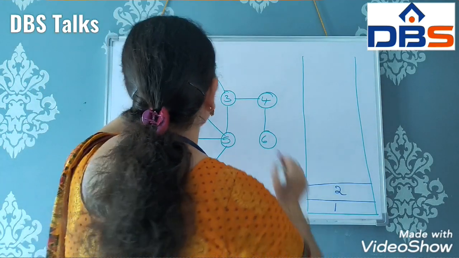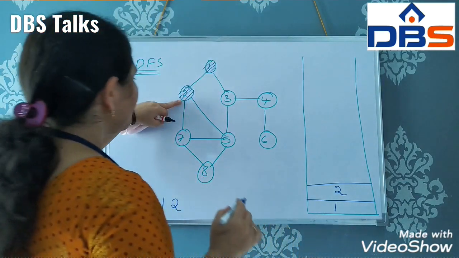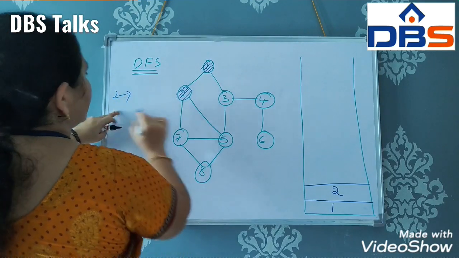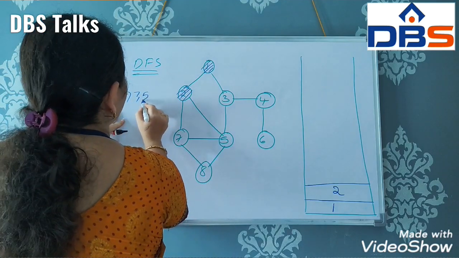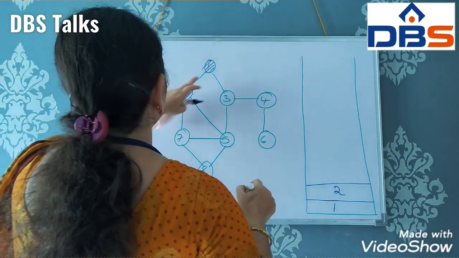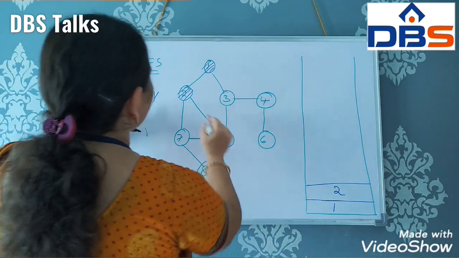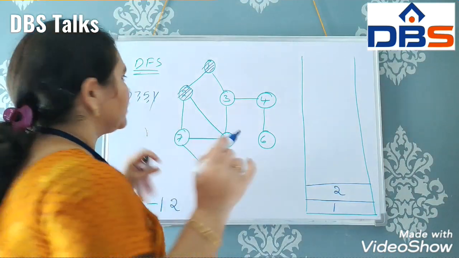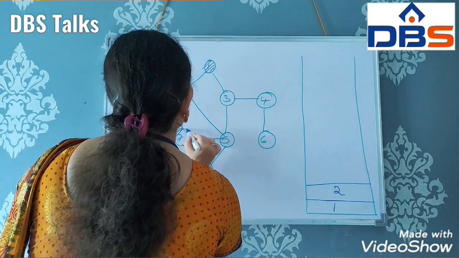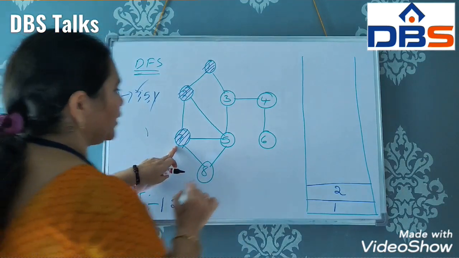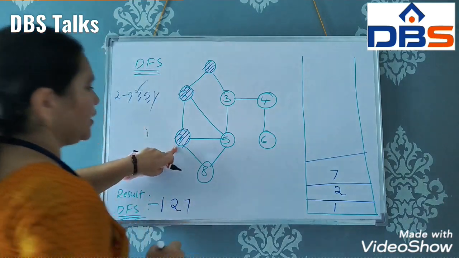Next, where are we? 2 is already visited now. What about 2? How many adjacent vertices does 2 have? 2 has 7, 5 and 1. 1 is already visited, no need to consider. So 7, 5. Of 7 and 5 we need to select only one, so I will consider 7. 7 is visited, so we push 7 on top of the stack, and also print it here.